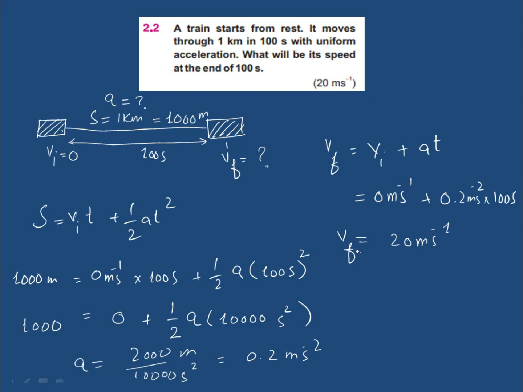The train moves a distance of 1 kilometer in 100 seconds with a constant uniform acceleration, and that uniform acceleration is 0.2 meters per second square that we calculated using the second equation of motion. That value we put in the first equation of motion to calculate our final velocity.